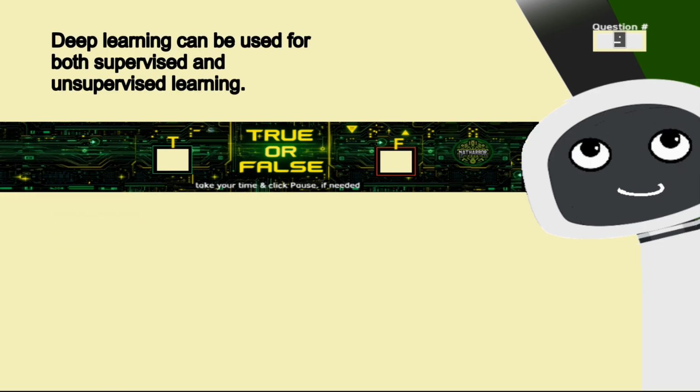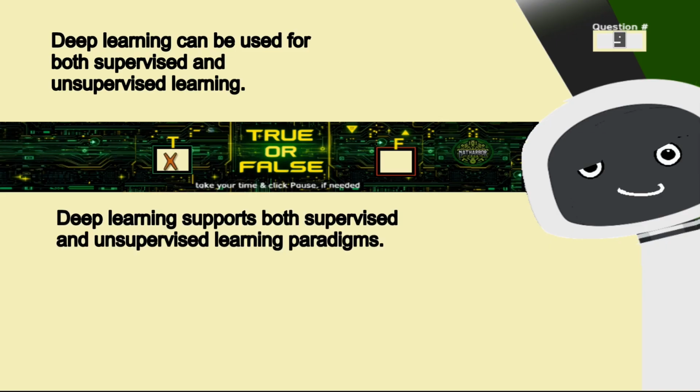True or false? Deep learning can be used for both supervised and unsupervised learning. That is true. Deep learning supports both supervised and unsupervised learning paradigms.